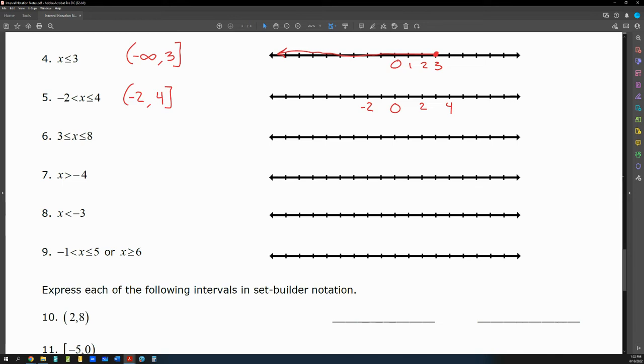I don't want to include negative 2, so I'm going to use an open circle there. And I do want to include 4, so I'm going to use a closed circle there. Our solution set is all of the x values in between, so I'm going to connect those two circles. All right. Go ahead and try numbers 6, 7, 8, and 9 on your own. You can pause the video, and once you've completed them, go ahead and unpause the video to check your work.